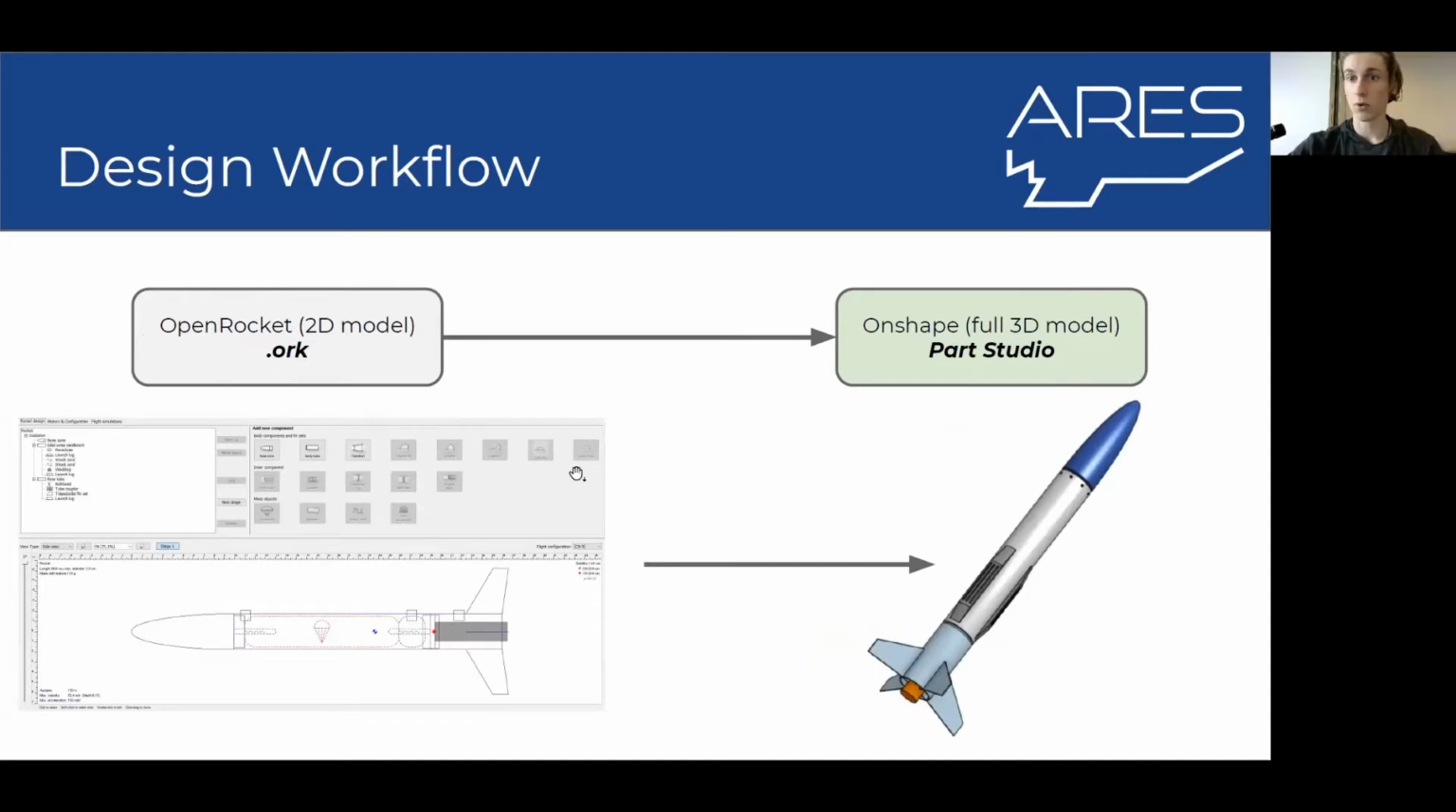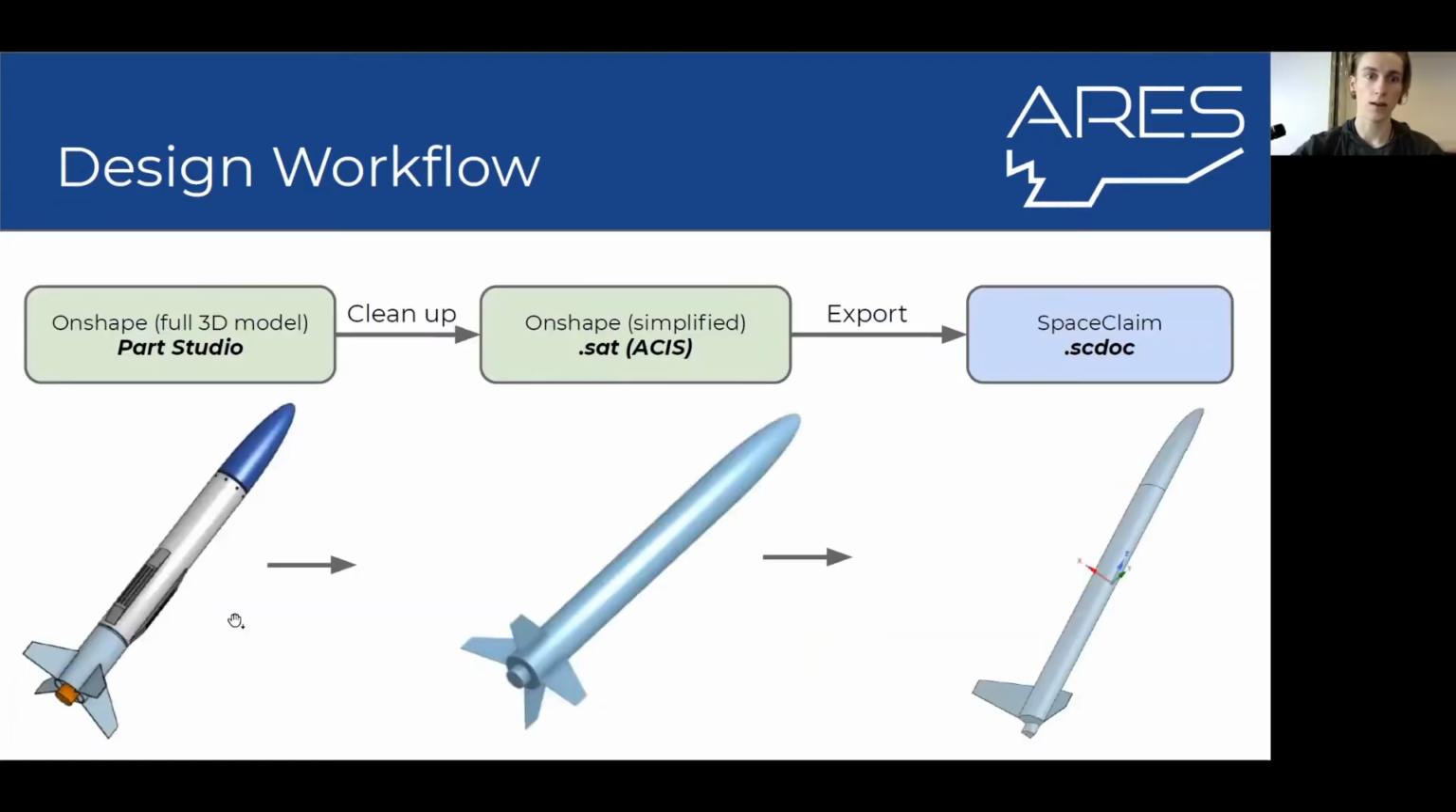We take our 2D model in OpenRocket and we convert that into a full 3D model in Onshape. And then we clean up this Onshape model and we make a simplified version because it's easier to perform CFD with a simplified model. And then we export that as a .sat file, which we'll get to.